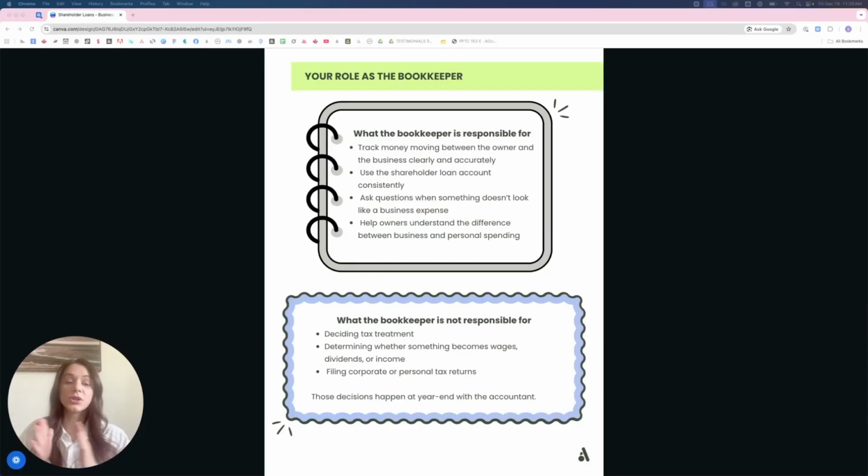Most business owners aren't trying to do anything wrong. They usually just think to themselves, oh, it's my business, it's my money, it doesn't matter which card I use. The entire reason the shareholder loan account exists is because real money moves between the business and the shareholder all the time. People grab the wrong card, owners need to take money out to live, and that's completely normal. We just need to make sure that we are tracking and labeling it correctly.